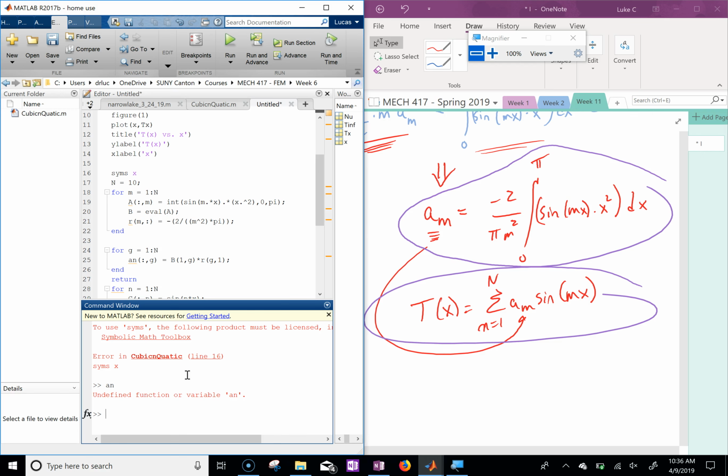Are you trying to re-download it? Like on to just like return on line. Yeah, right there. That's return right there. And then run it, and then in your command window type AN. It should only be 10 numbers.